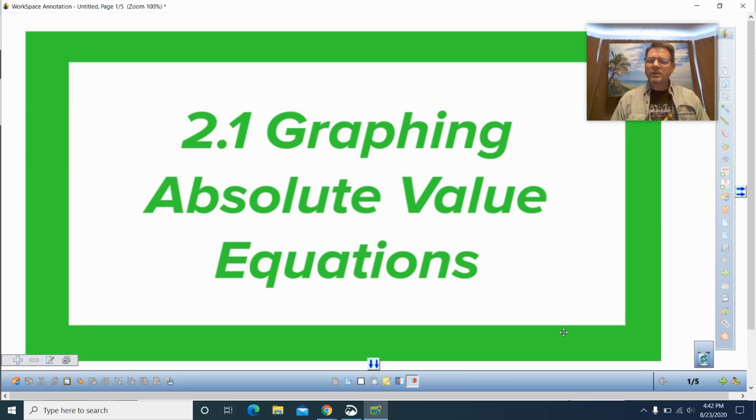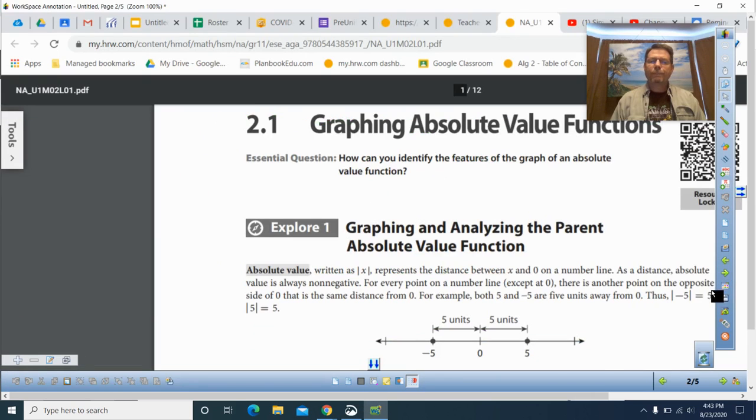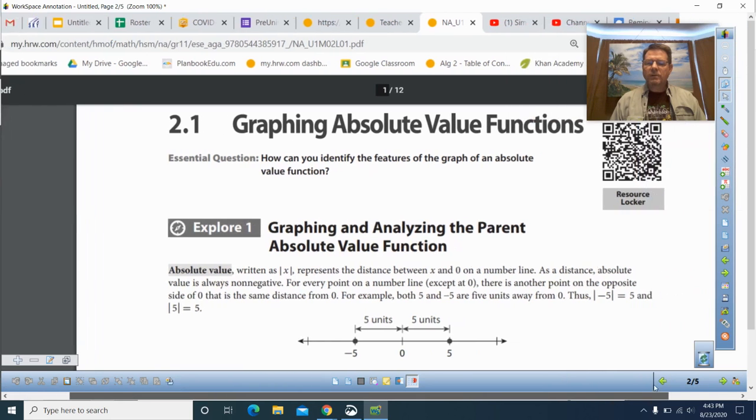We have already talked about graphing functions in general and translations of them, and so we're going to use these principles even further as we talk about graphing absolute value equations. I'm going to go over some basic stuff, and then we'll do some examples.